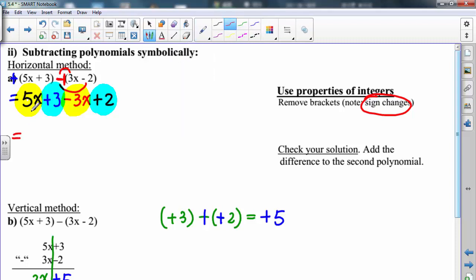So 5x with negative 3x, yellow with yellow, becomes 2x. Blue with blue, positive 3 plus positive 2. That's the reason why we still get plus 5 in this way.